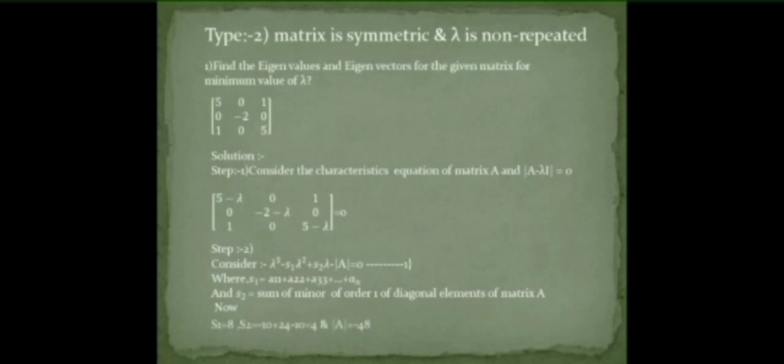Now, here s1 is equal to 8, s2 is equal to 4 and determinant of A is equal to minus 48. Now by putting all these values in equation 1, we get the following equation, that is lambda cube minus 8 lambda square plus 4 lambda plus 48 is equal to 0. Solving the above equation, we get lambda 1 is equal to minus 2, lambda 2 is equal to 4 and lambda 3 is equal to 6. But we have to find the eigenvalues and eigenvectors for the minimum value of lambda. So here the minimum value of lambda is minus 2.